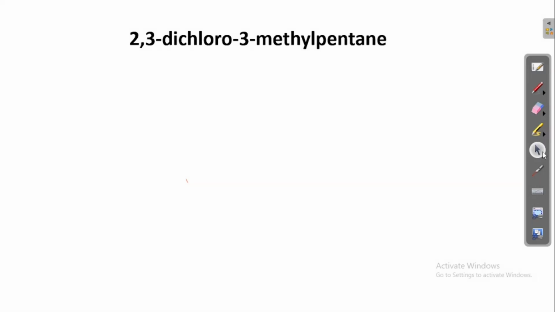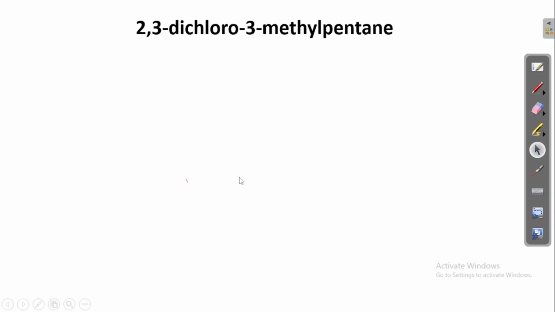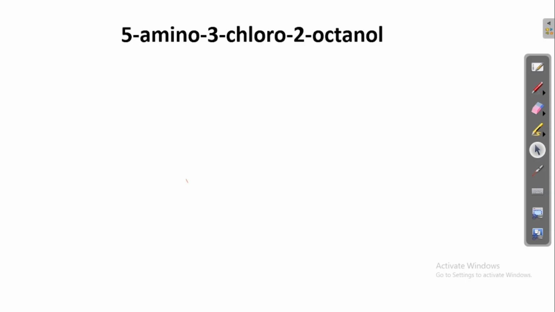So let's look at the next one. Here we have 5-amino-3-chloro-2-octanol, right? So let's answer this one. Remember, 5-amino is a substituent, and chloro is a substituent. Butanol is an alkanol. So here we have octanol. Octanol is an alkanol, right?